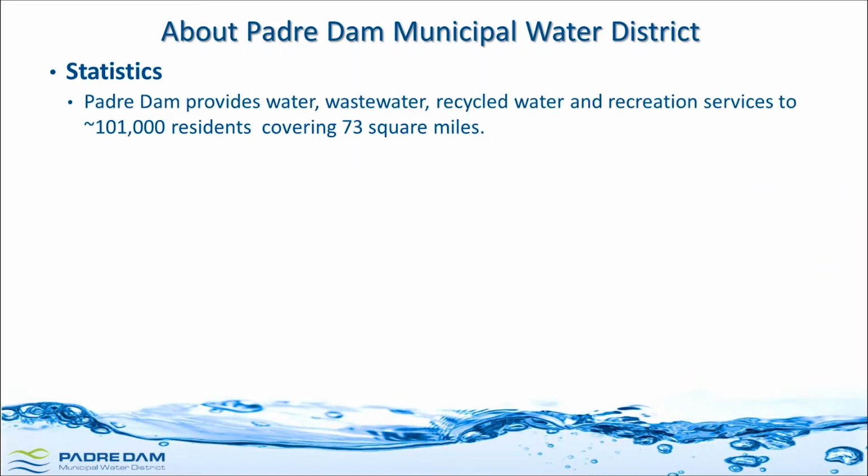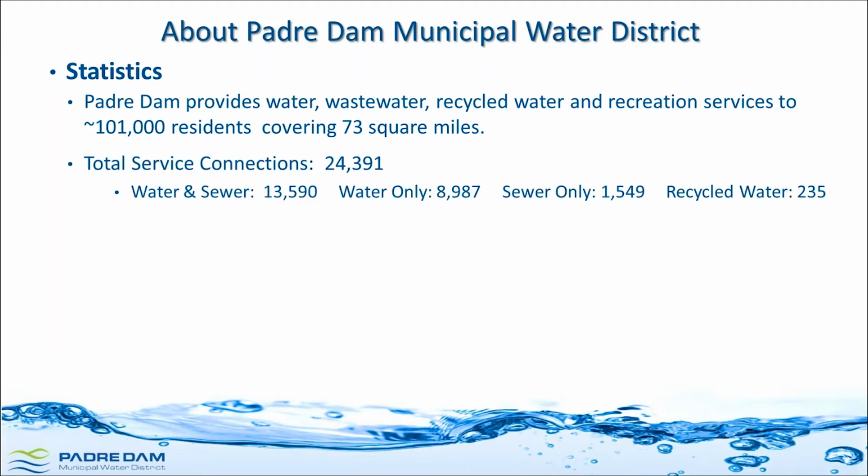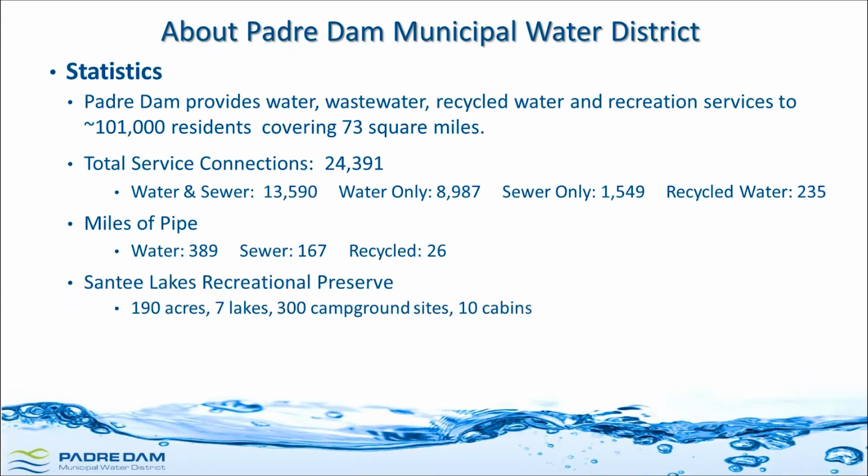So some statistics to give you an idea about the size of our jurisdiction. Padre Dam, as Colleen mentioned, provides water, wastewater, recycled, and recreational services. We provide services to about 100,000 residents that covers 73 square miles. We have a little over 24,000 total service connections. About half of that is water and sewer. And then we have water only accounts, sewer only accounts, and about 235 recycled water accounts. That makes up about 400 miles of pipe for potable, 167 miles for sewer, and 26 miles of recycled pipe.